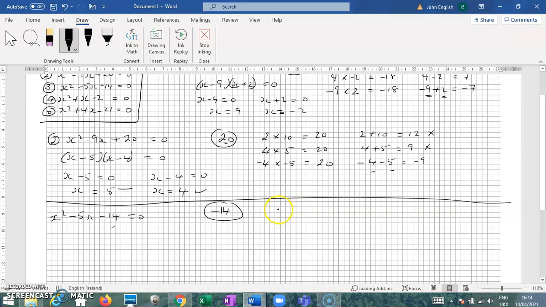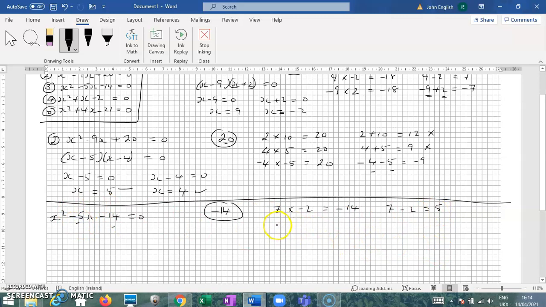Well, 14 has a couple of factors. Let's try the obvious one. Well, we know we multiply 7 multiplied by minus 2. Well, that will give us minus 14. Fine. But if we add them together, 7 minus 2 gives us 5. But that's a positive 5, but we need a negative 5. This is minus 5 over here.